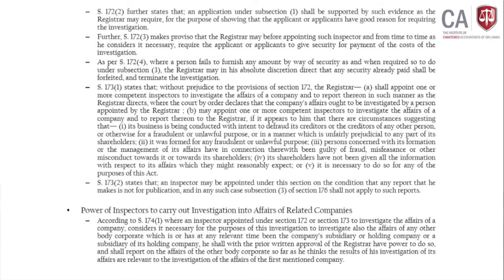According to section 176(4)(1), where an inspector appointed under 172, 173 to investigate the affairs of a company considers it necessary for the purposes of investigation to investigate the affairs of any other body corporate which is or has at any relevant time been the company's subsidiary or holding company or a subsidiary of its holding company, he shall, with the prior written approval of the registrar, have power to do so, to investigate a related company, and shall report on the affairs of the other body corporate so far as he thinks the results of his investigation of its affairs are relevant to the investigations of the affairs of the first mentioned company. In such circumstance, the inspectors have the power to carry out investigation into the affairs of related companies.